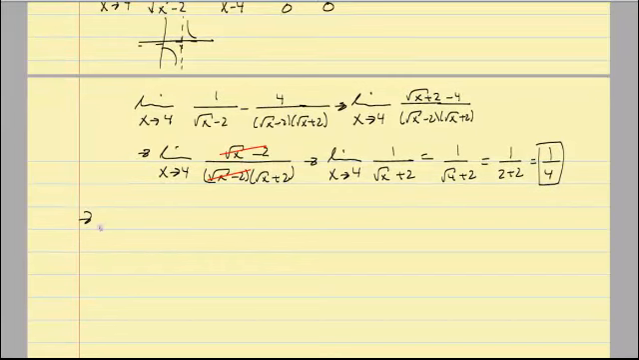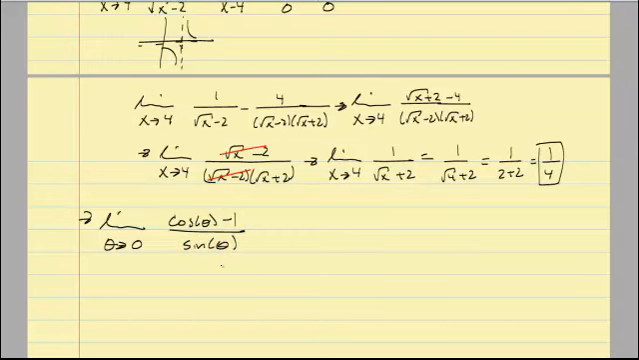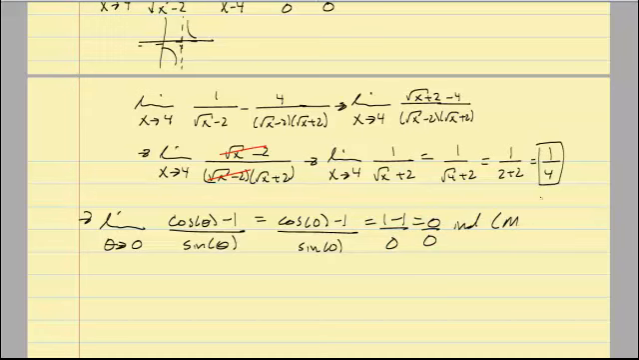Limit as theta approaches 0. Let's use a trig function. Theta approaches 0 of cosine theta minus 1 all over sine theta. Now again, it's very important that you put parentheses around the arguments of your trig functions. If you plug directly in, we get the cosine of 0 minus 1 over sine of 0. Cosine of 0 is 1. Sine of 0 is 0, so I get 0 over 0, which is indeterminate. Indeterminate means to do more work.